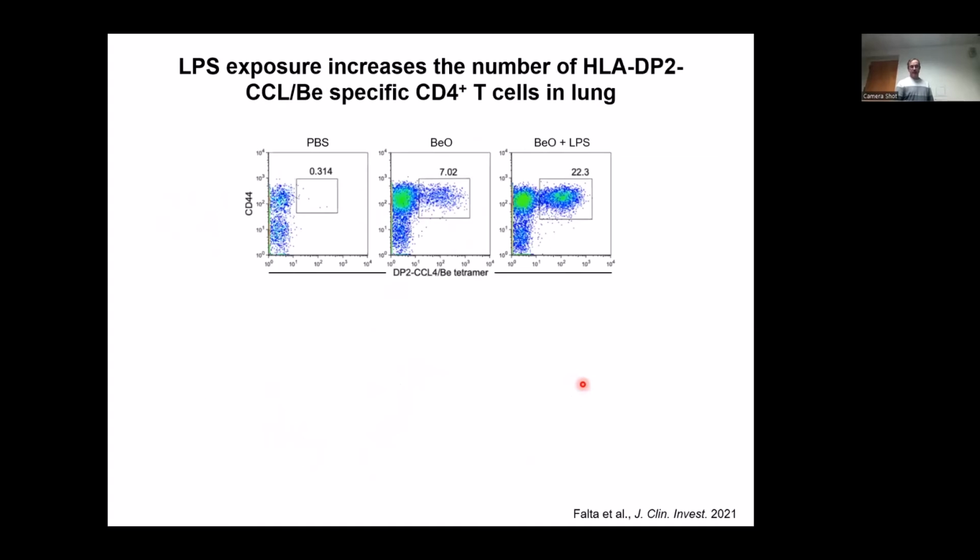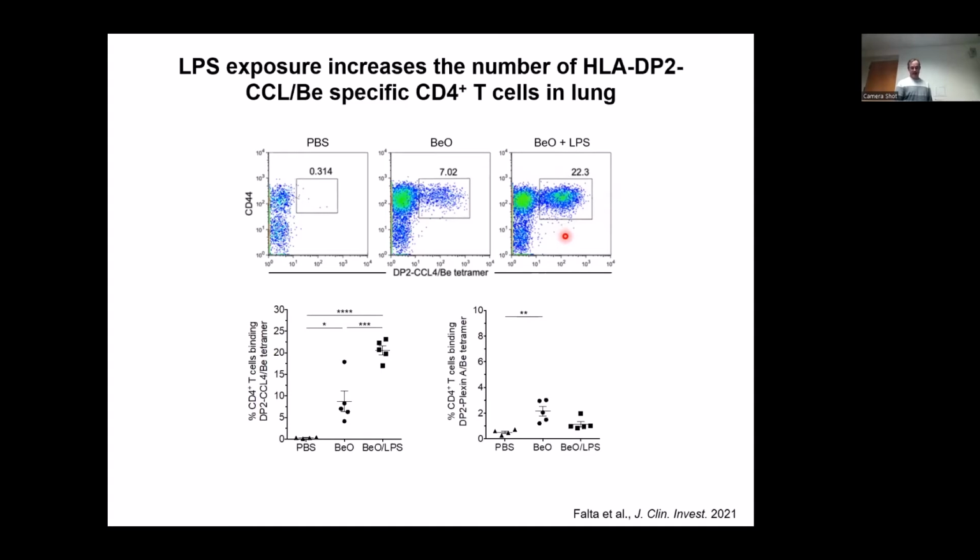And what are those antigen-specific cells? Well, they're cells that bind to the CCL4 tetramer. So you see a big increase in the number of cells responding to this epitope, this beryllium-dependent epitope. So we have developed a more severe model of disease in this case. This is quantitating that difference in tetramer staining.